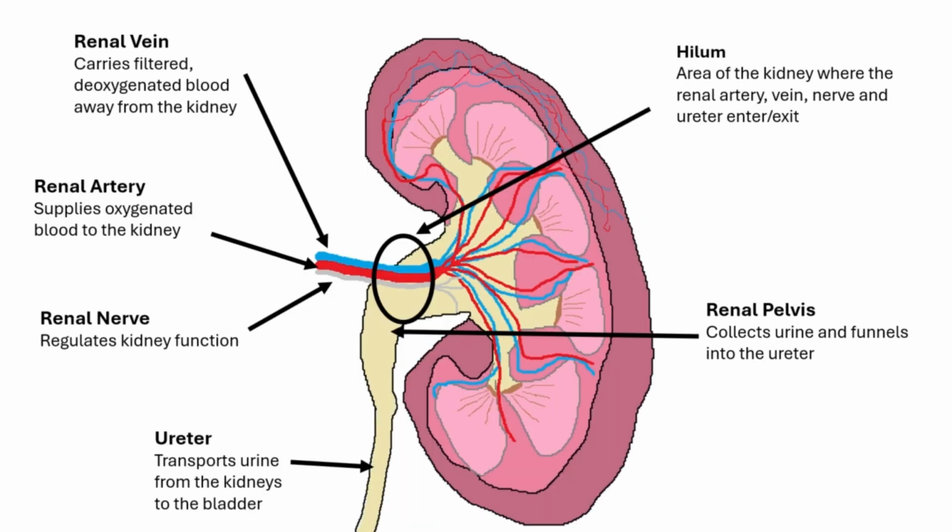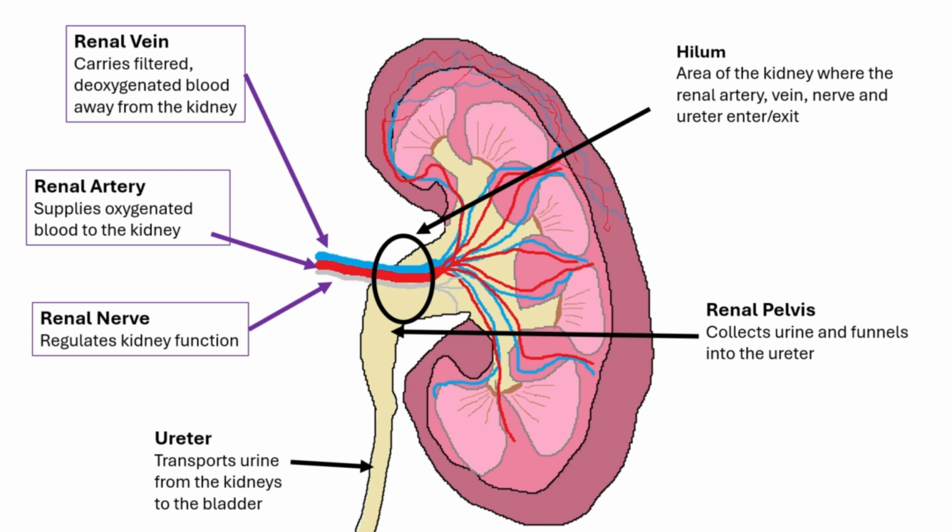Now, let's take a closer look at the kidneys. The area of the kidney where the arteries, veins, and nerve enter is called the hilum. The renal artery supplies blood to the kidneys, where it is then filtered. Then the filtered, deoxygenated blood leaves the kidneys through the renal vein. The renal nerve will receive signals from the brain that regulate the kidney's function.